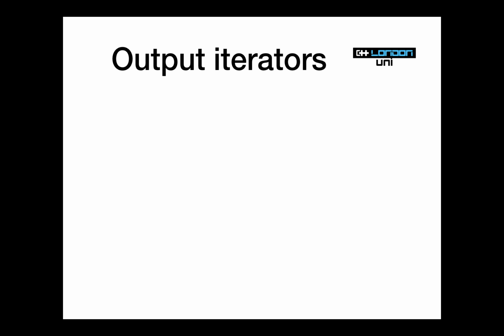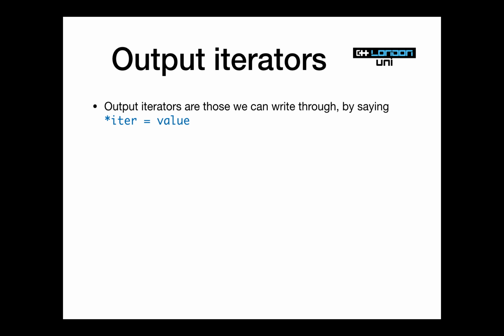And we have output iterators. These are very similar to input iterators, except we can't read from them. We can only write to them. We can write to them by saying *iter = something. If we're reading from it, we do something = *iter. Well, we can't read from an output iterator. We can only write to it.